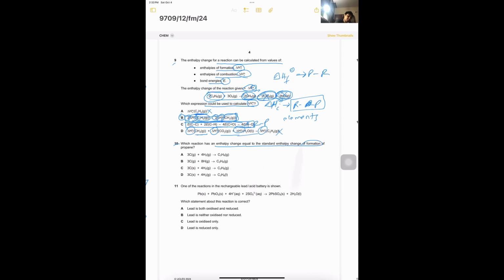So number 10. Which reaction has an enthalpy change equal to the standard enthalpy change of formation of propane? We know that formation is the production of 1 mole of compound from elements, and it's under standard conditions. By that logic, first look, are all of them 1 mole or not? I can see that they're all 1 mole.